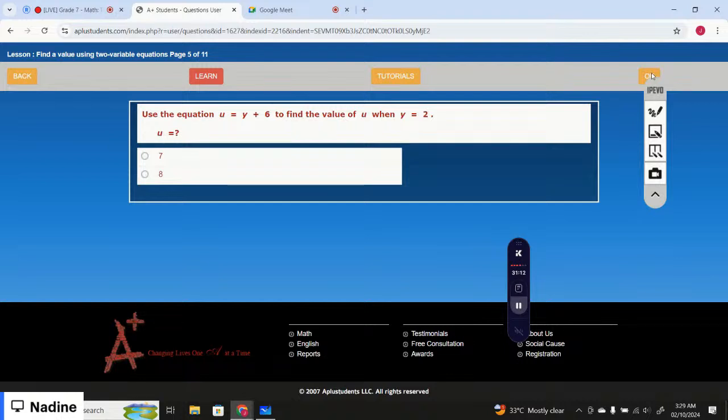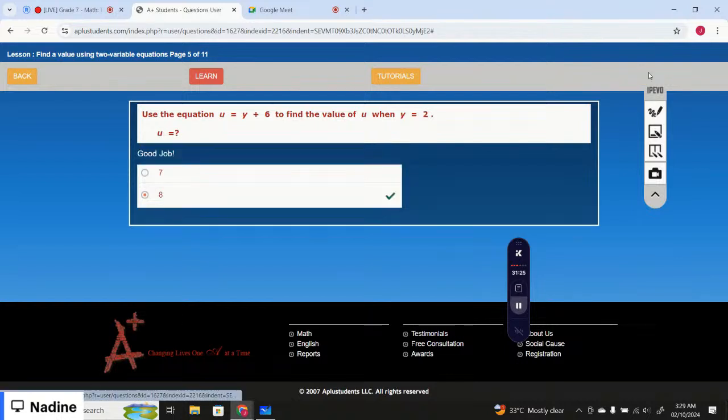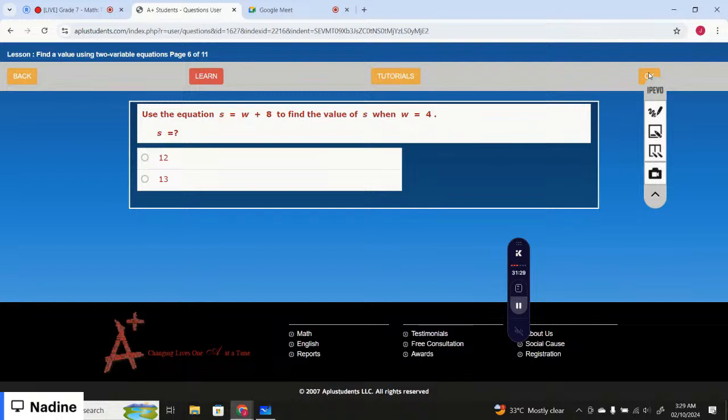So replace the variable y with the value, that is y equals 2. So 2 plus 6 equals 8. That means when y equals 2, u equals 8. Option number 2 is the correct option. Got it? Use the equation s equals w plus 8 to find the value of s when w equals 4. So which is the correct option?